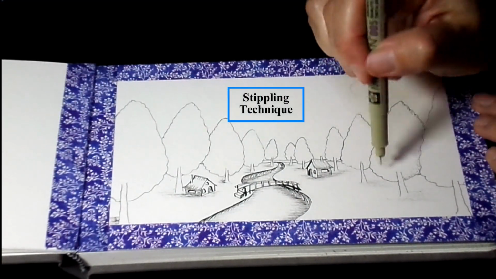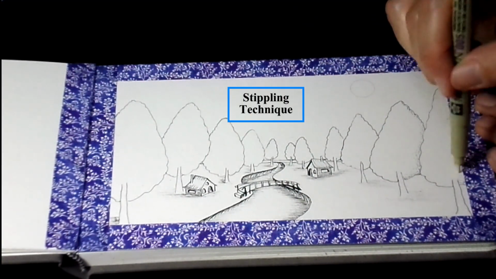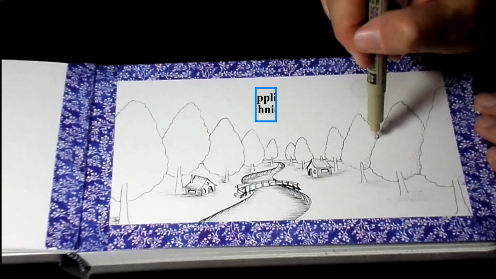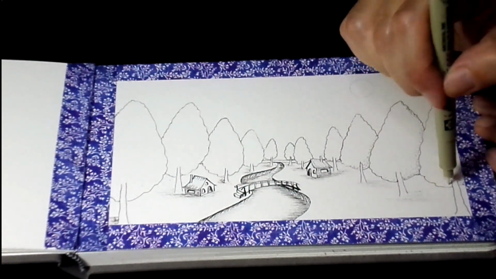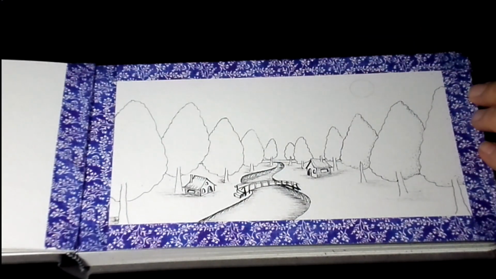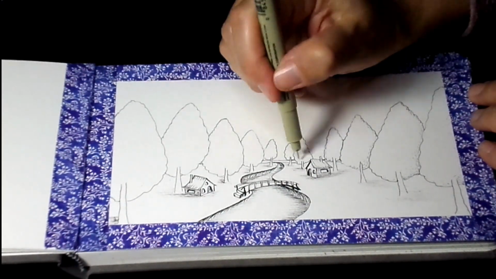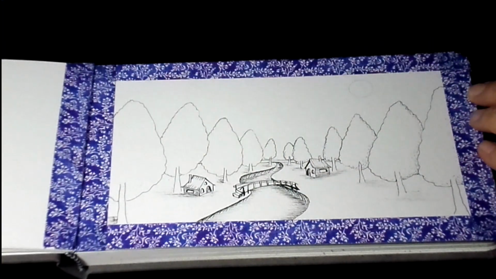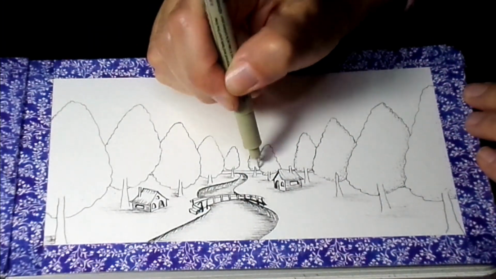So now we are moving on to the trees. Here I'm using the stippling technique. That is to build up shading and texture with small dots. Changing the density and spacing of the dots creates different light values and depth effects.